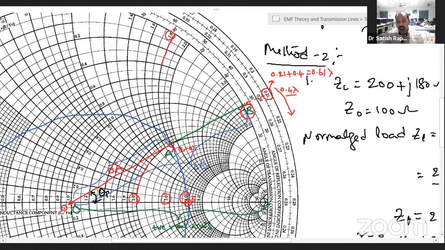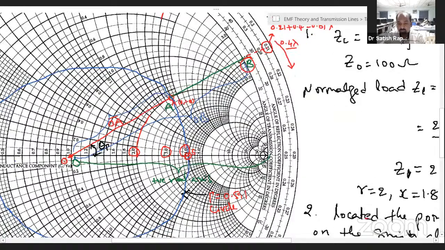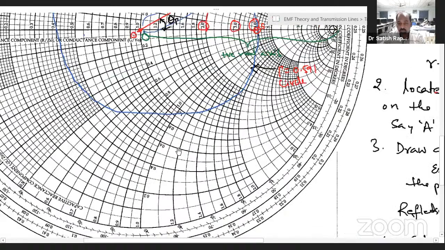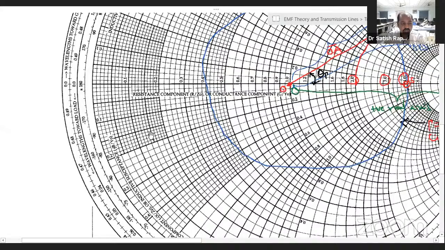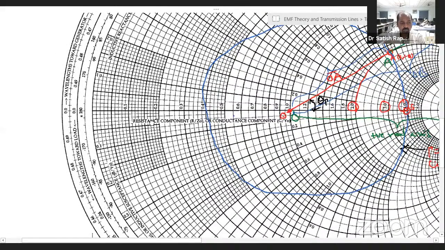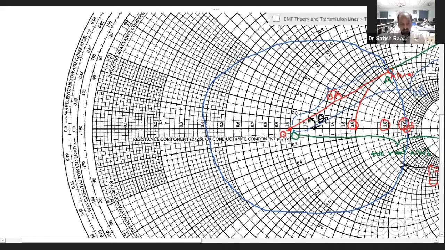So identify that along the periphery. This is 0.4 and this is 0.22, and we need to identify 0.61. So where will we get 0.61? Here, this is 0.49, and this one is nothing but 0.5 lambda, because 360 degrees corresponds to 0.5 lambda.